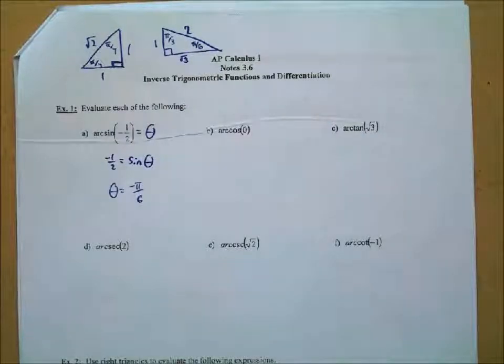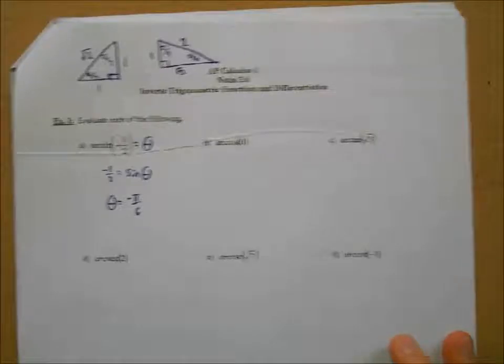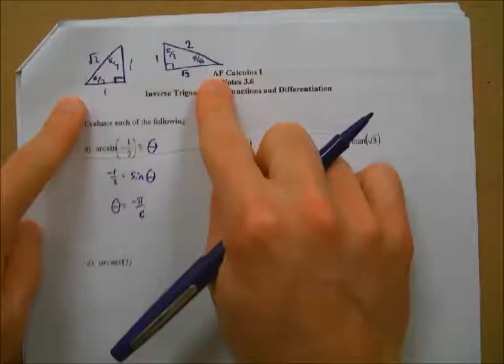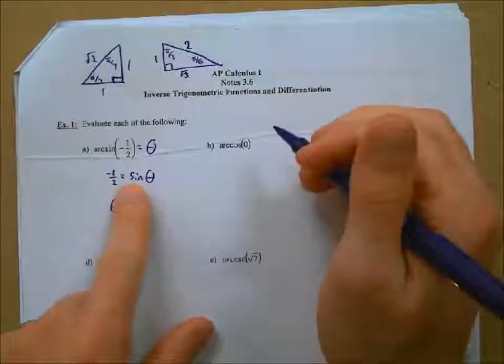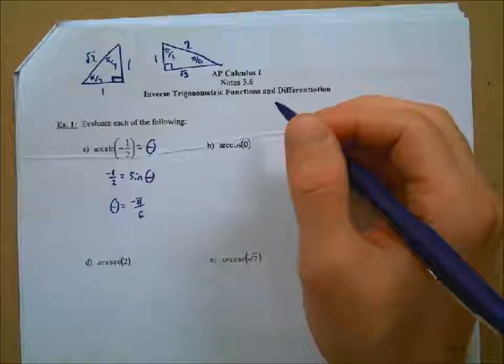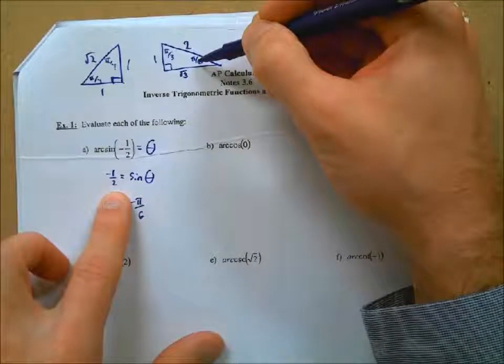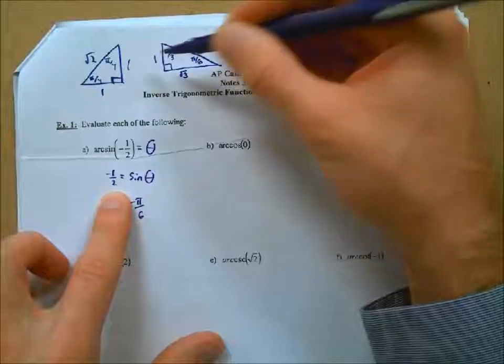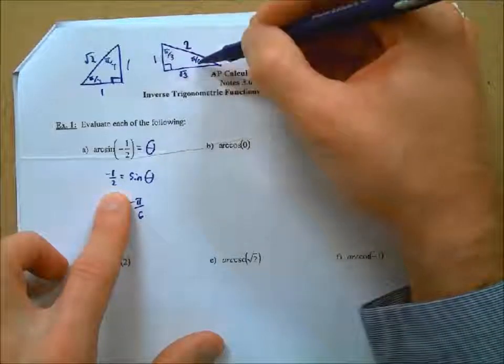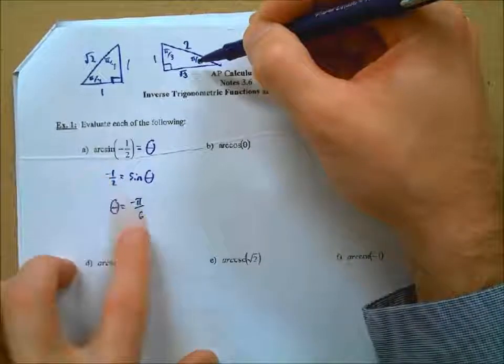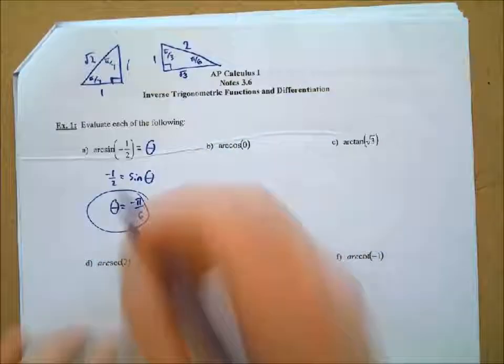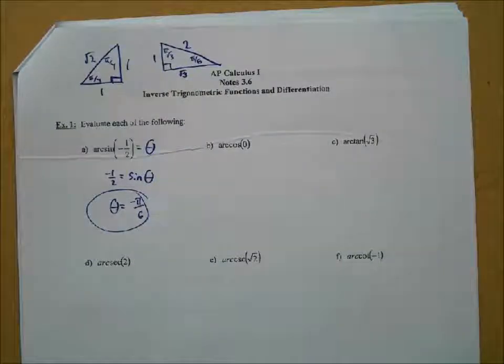Another thing that's helpful when you want to evaluate these inverse trig functions is you can use your reference triangles too. So, sine of what angle gives us negative 1/2? Well, focus just on the 1/2 first. Sine, if we remember, is opposite over hypotenuse. So sine of pi over 6 would give us 1/2. But since it's negative, we want it to be negative pi over 6. So that's our answer. Very good.